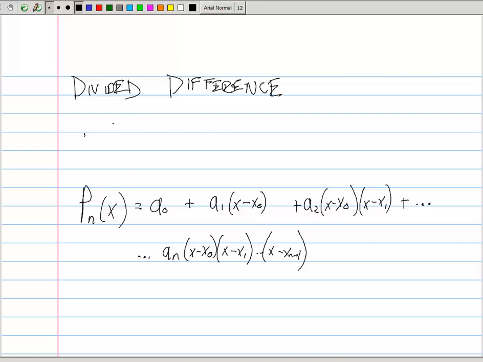Now, just to understand where this all comes from, the divided difference, let's consider each of these terms A0, A1, A2. So if we have a series of x's and a series of y's, and for each value of x, so let's call it x0, x1, x2, we have a corresponding y0, y1, and y2.